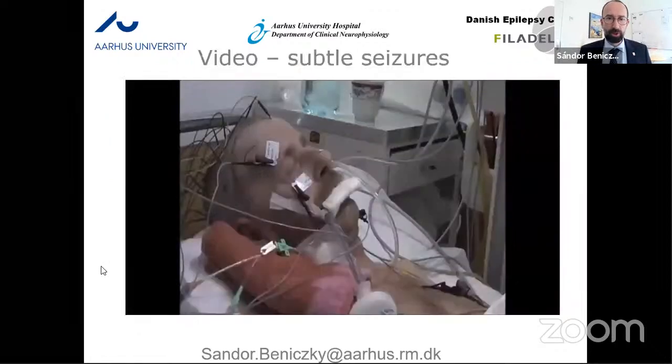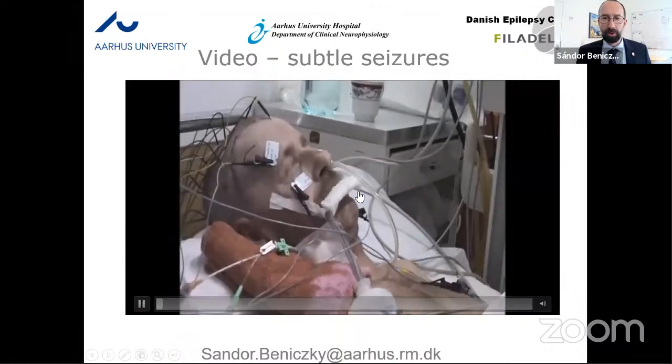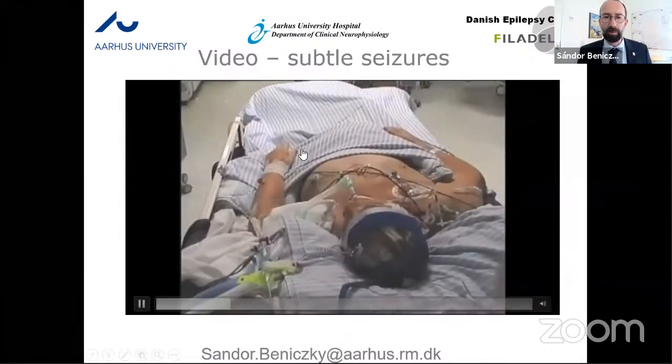Now, let me show you some examples. So in this first patient, look at the perioral twitches. You can see it here, tiny twitches. Next patient, you can see the thumb, discrete jerks in the thumb.